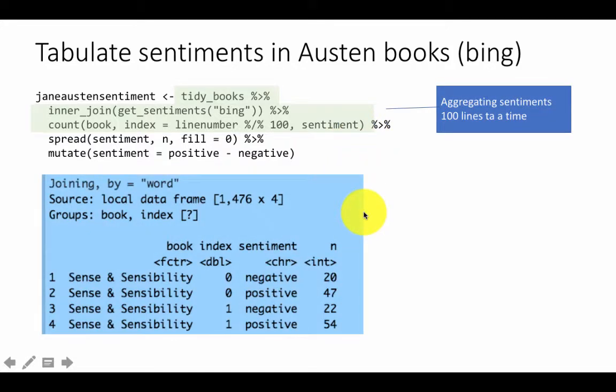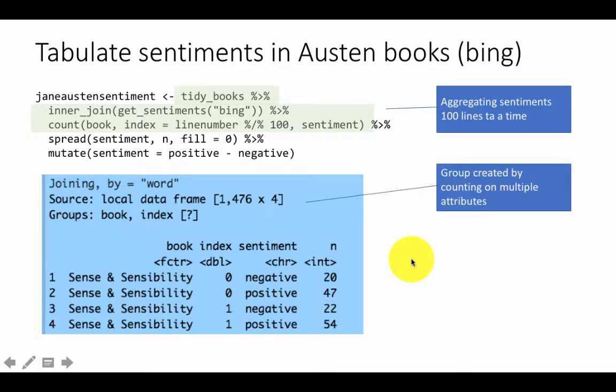If you see the results, this is what you're going to see. Sense and Sensibility, index is 0, which means in the first 100 lines, there were 20 negative sentiment words and 47 positive sentiment words. And of course, there were lots of other words not associated with any sentiment, and therefore they're left out. It's going to take every book and break it into chunks of 100 lines, and for every 100 lines we're going to get how many positive sentiment words and how many negative sentiment words there were. We're going to have this for all the books.